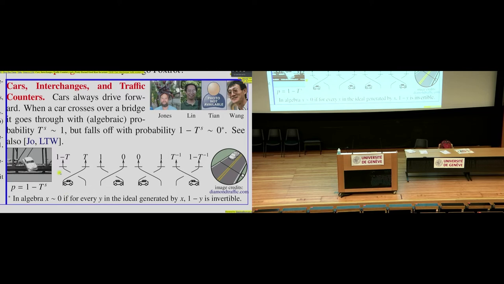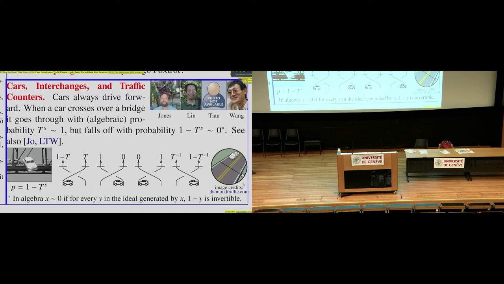So, for example, here is a positive crossing. If a car enters here, it will exit with probability t up here and with probability 1 minus t up here. And maybe I should explain these struts. So these struts are traffic counters. I'm sure you all know traffic counters, right? Occasionally when you drive, you see a black wire across the road, and it counts how many cars or bicycles go through. And it's kind of a dual to a car, because it counts cars.